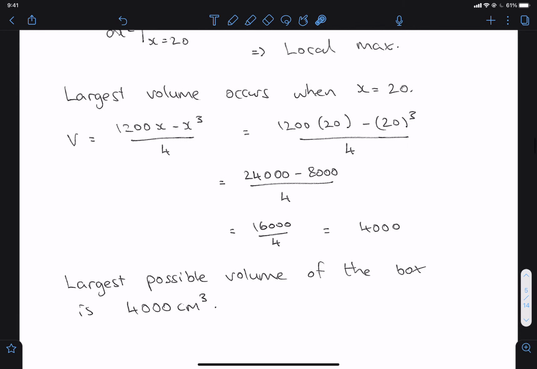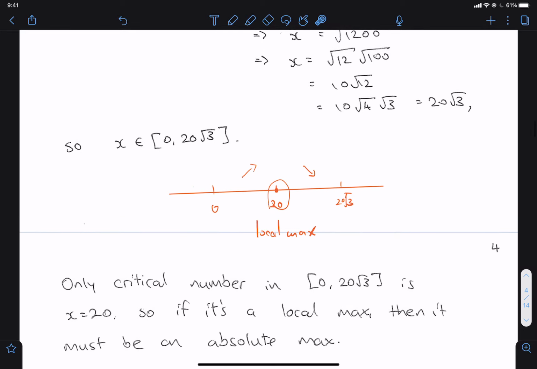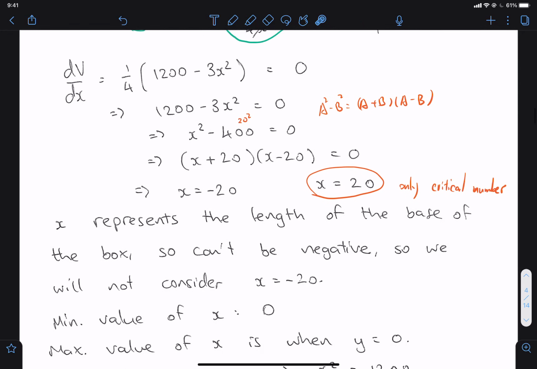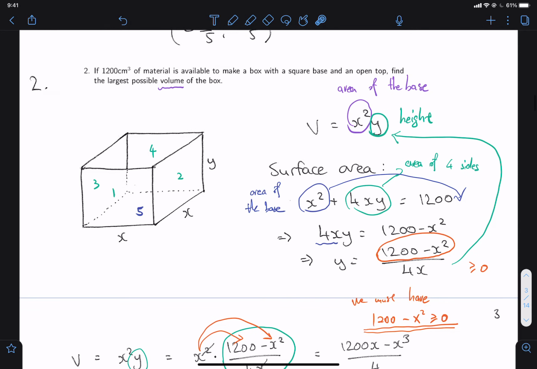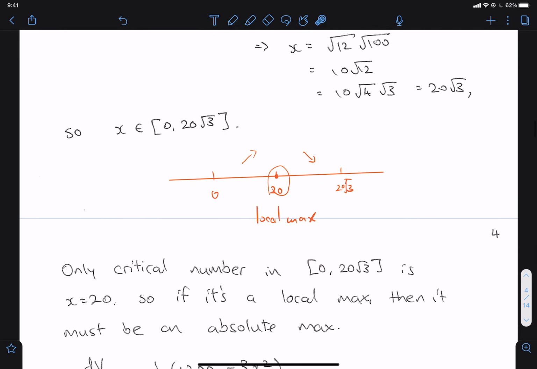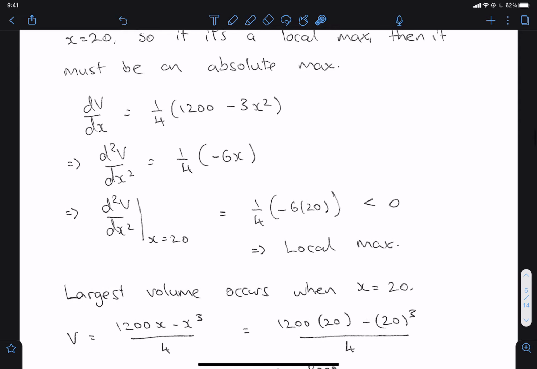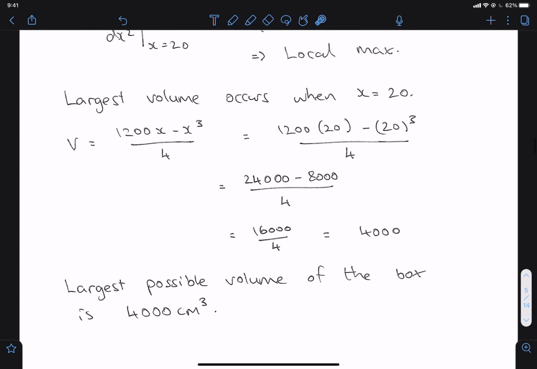So that is question 2, very similar to question 1. We have only one critical number here. Apart from doing the derivative, the only thing here is to figure out how to write the surface area and the formula for the volume. Apart from that, there's nothing much different from doing the derivative work. Okay, so that is our second question, and now we can move on to the third question.